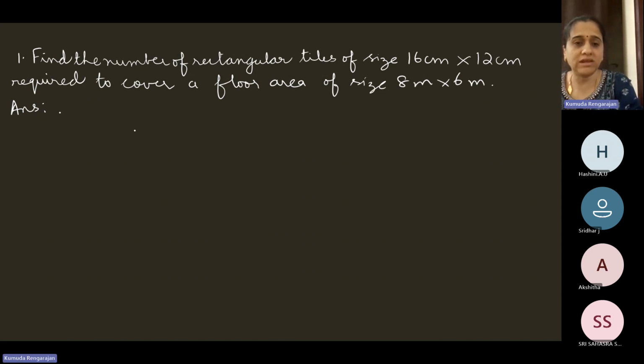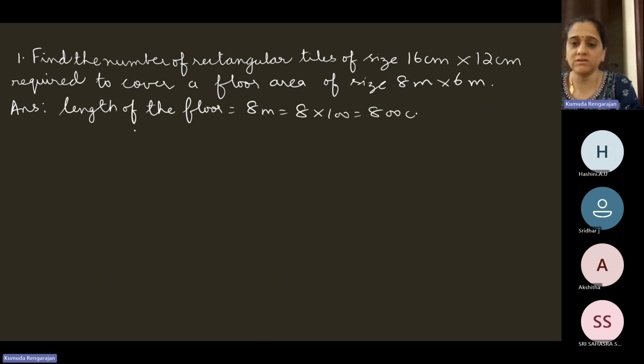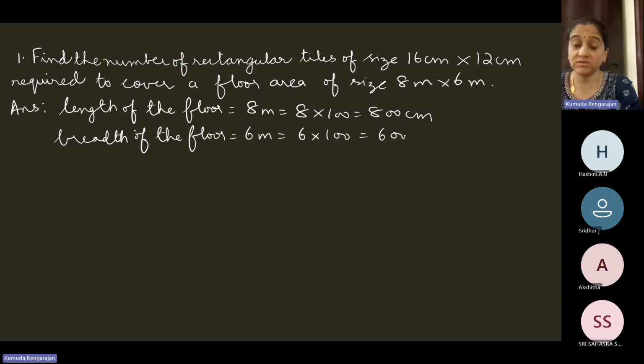So what is the length of the floor? Length of the floor is equal to 8 meters, which is 8 into 100, which is 800 centimeters, right? What's the breadth of the floor? Breadth of the floor is equal to 6 meters, 6 into 100 centimeters, which is 600 centimeters.